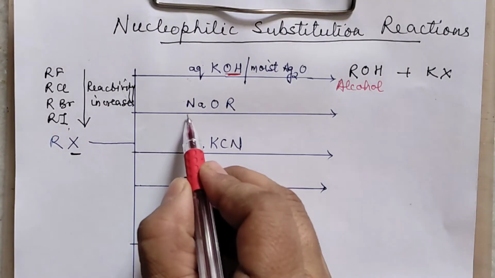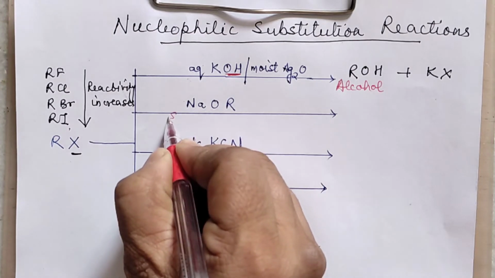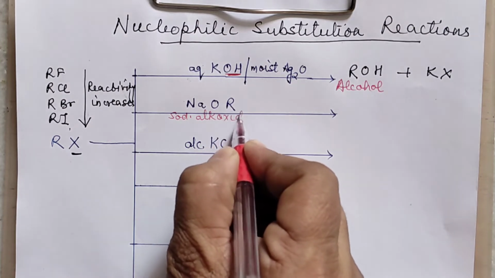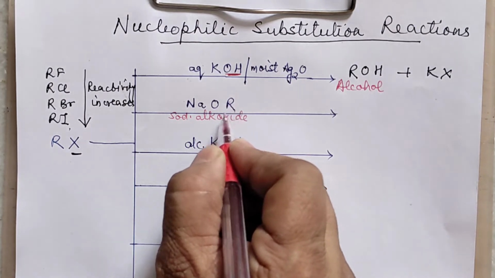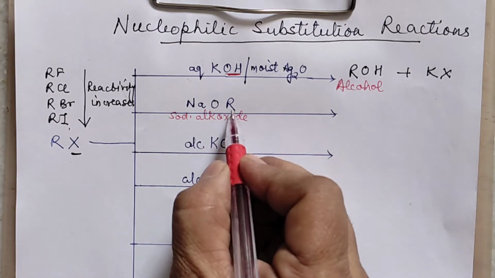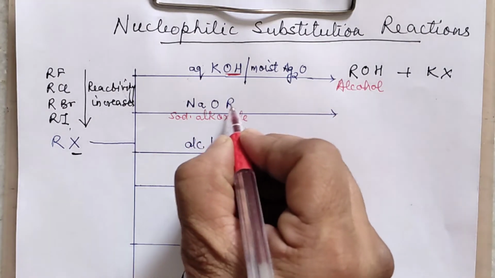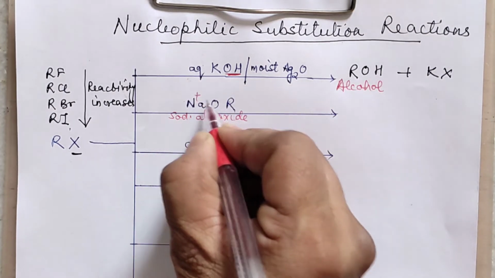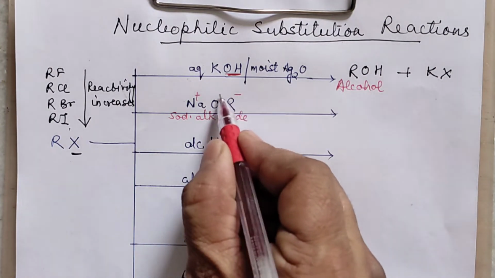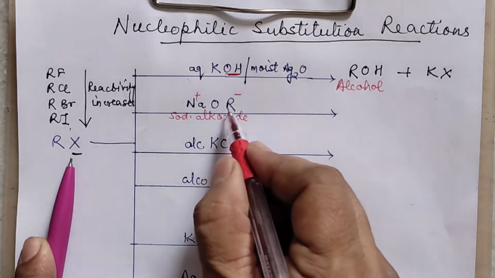Now let's see when it is reacting with RONa. What is this RONa? It is sodium alkoxide. Alkoxide could be methoxide, ethoxide, and so on. Now, what is the nucleophile in it? You ionize whatever is given here: this will be Na plus and this will be OR minus. So what is the nucleophile? OR minus.